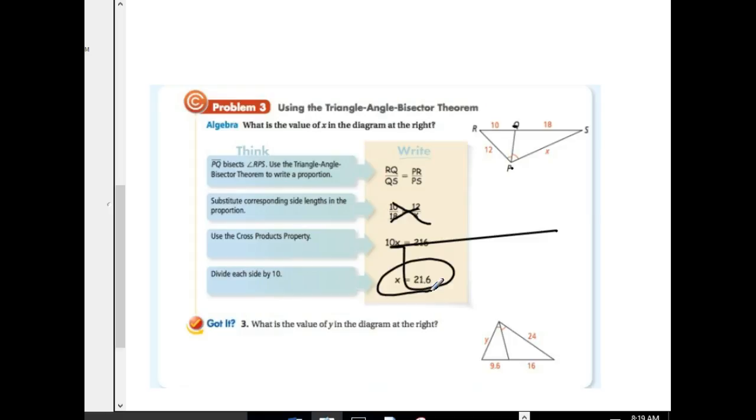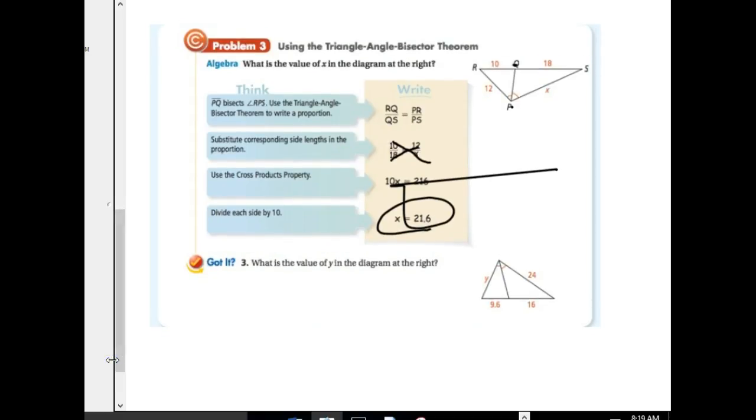Now let's do the same thing again, just as a practice here for the got it section. I'm going to compare again 9.6 to 16 because that's my two bottom sections, in the same way that I'm going to compare y to 24. Now, is this the only way you can set it up? No, it is not, but it is the way the example gave us, and that's just what we're trying to follow. You could set the 9.6 to y and the 16 to the 24. You could do it that way and still end up with the correct answer.